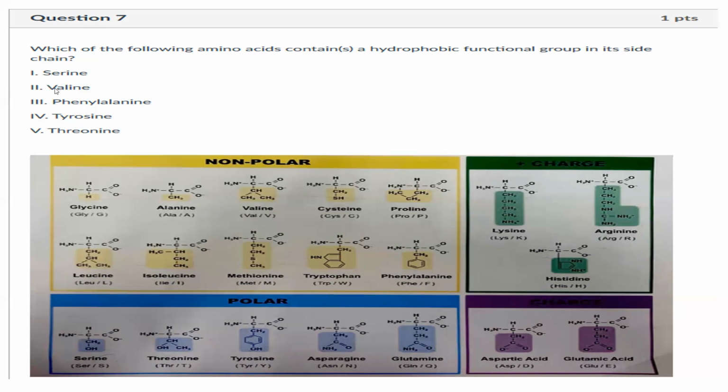Serine is polar, so that's not hydrophobic, that's hydrophilic, and that's lipophobic. But the hydrophobic ones are lipophilic and hydrophobic. So valine, perfect, that's nonpolar. That will not dissolve in water, that will dissolve in lipid. So valine and phenylalanine are perfect examples.